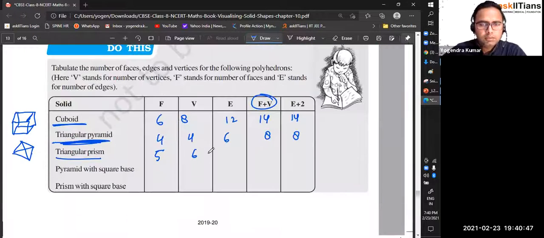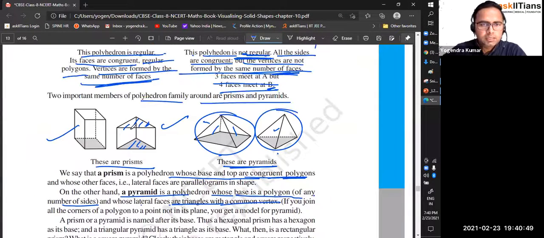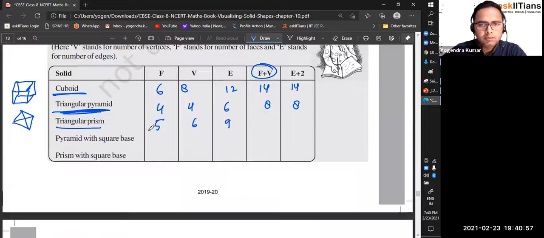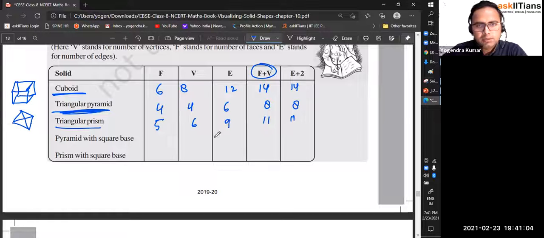So 6 vertex. How many edges are there? 1, 2, 3. 3 above, 3 down, and 3 standing, right? So how many are there? 9. Now, can you see here? F plus V will be what? 11. And 9 plus 2 is what? 11, right? So I think you can do this for the other shapes yourself. Try it. Okay, I think you can understand. We have many more questions to do.